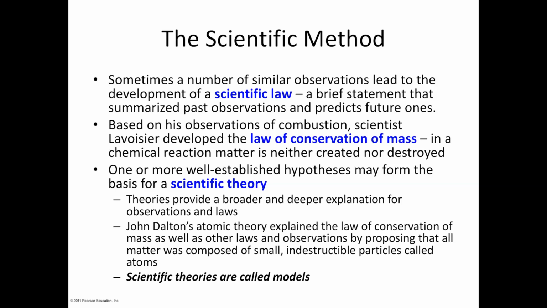One or more well-established hypotheses may form the basis for a theory. Something really important I want to point out: a scientific law comes from many observations. A scientific theory comes from well-established hypotheses. Well-established hypotheses means that the hypotheses were proven to be true, so they have experimental data to back them up. So theories provide a broader and deeper explanation for observations and laws.